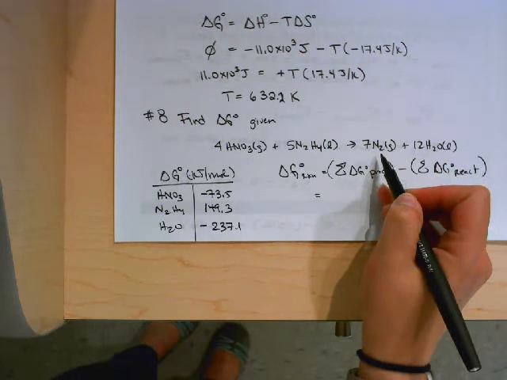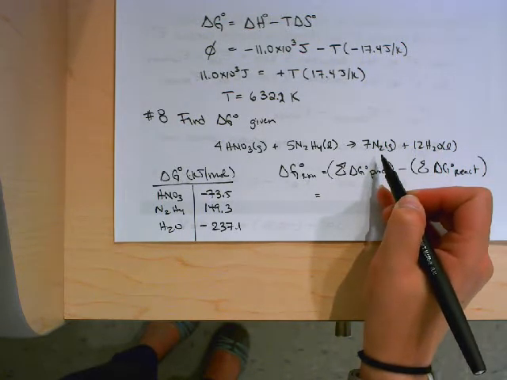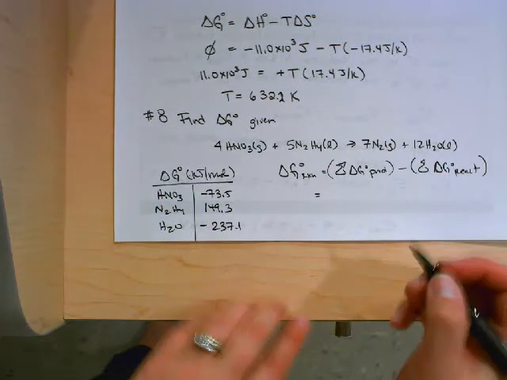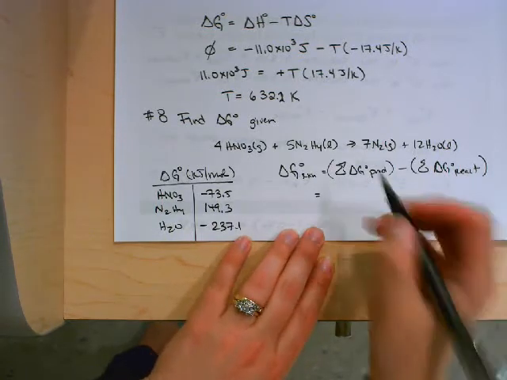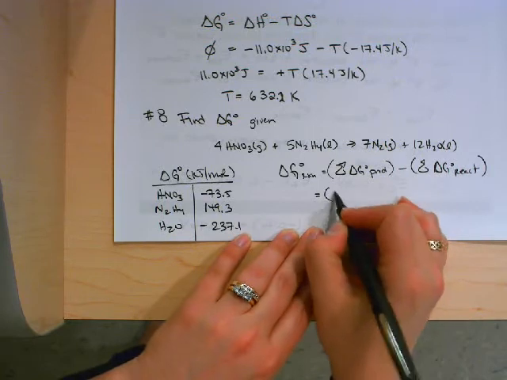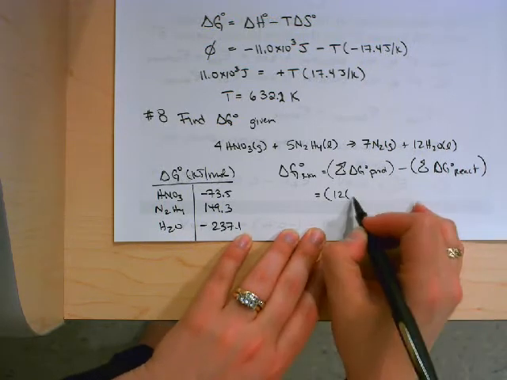Oh, wait, why is nitrogen not on my table? It's in a standard state, so what should its delta G be? 0. So it's just not on the table. So not a typo in this case. In this case, I can't guarantee that for all the cases.